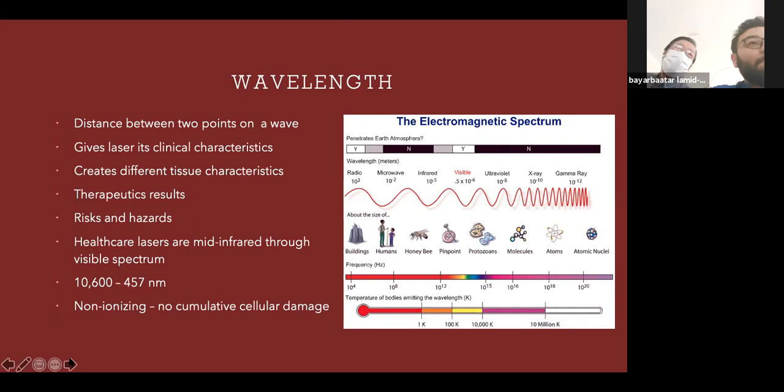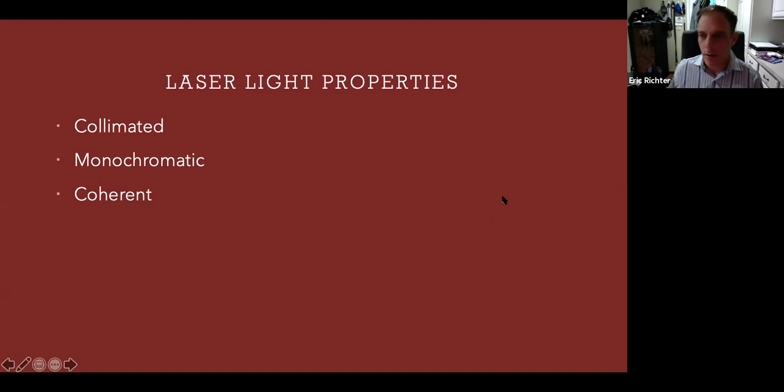And so these are the three key properties of lasers and or laser light, I should say: the collimated, monochromatic, and coherent. And I'll define those in subsequent slides.